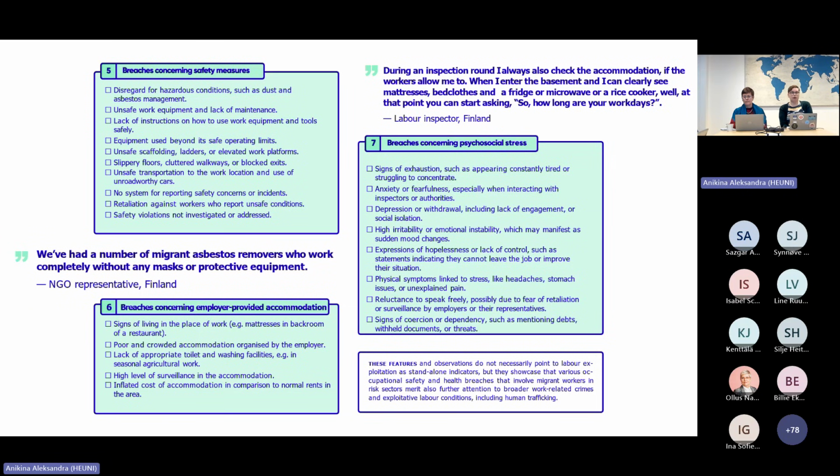Then in the sixth area, there are breaches concerning employer-provided accommodation.